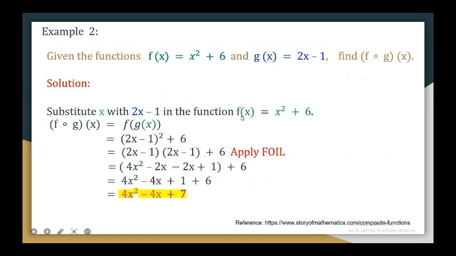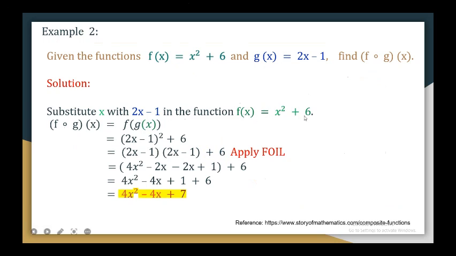So lahat ng x dito sa f of x, papalitan natin ng value ng g of x which is 2x minus 1. So we have f of g of x is equivalent to, so we just rewrite this in another form. We have f of g of x, wherein the g of x is the inner function and the f of x is the outer function. Now replace all the x in the f of x with the value of g of x.